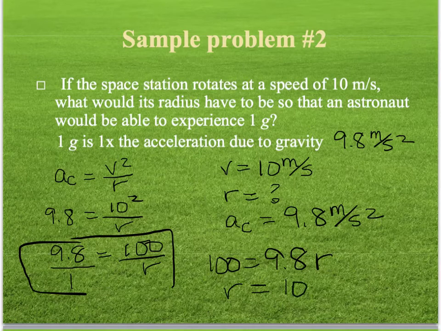and r is equal to about 10.2 meters, which isn't huge. It would have to have a radius of 10 meters, which would mean it would have to have a diameter of about 20 meters. So the space station doesn't need to rotate as fast as 10 meters per second in order to give us 1g of gravity.